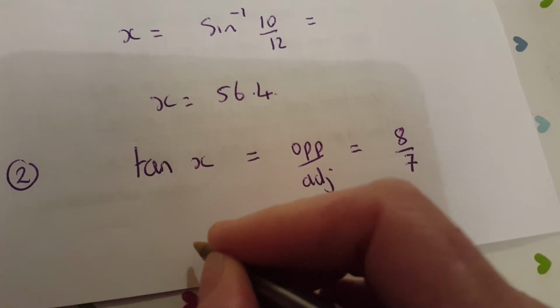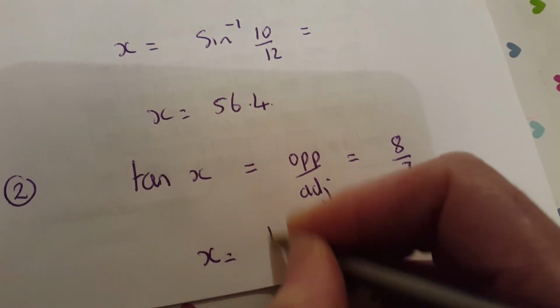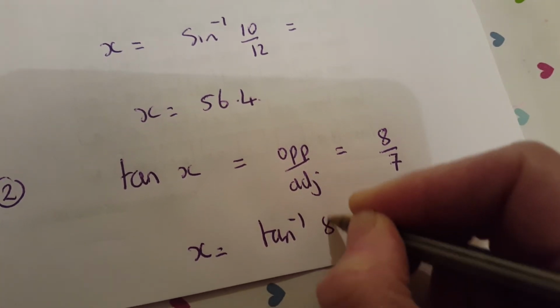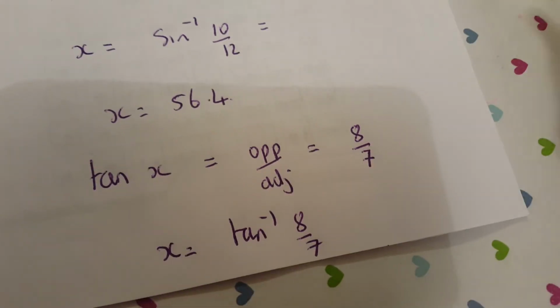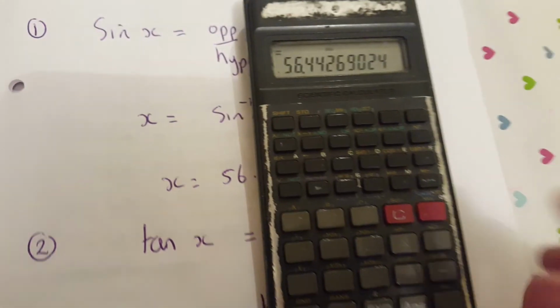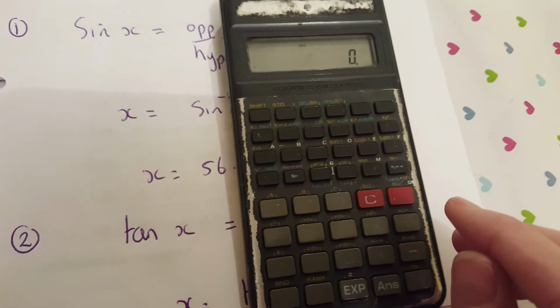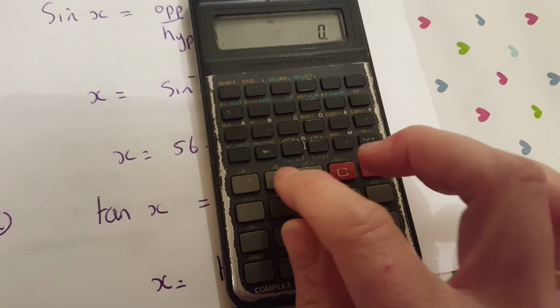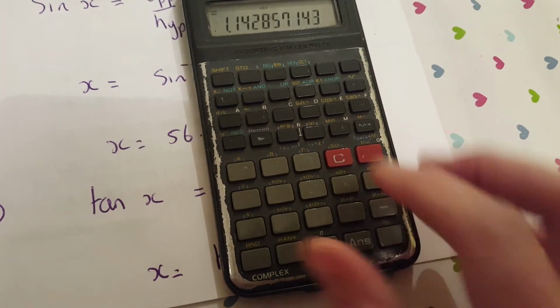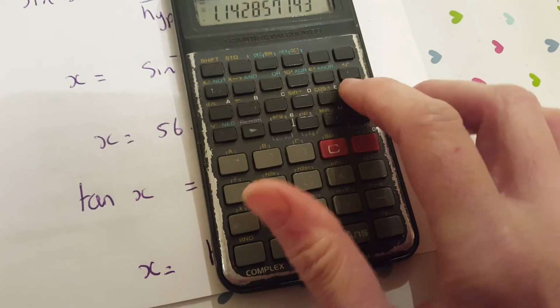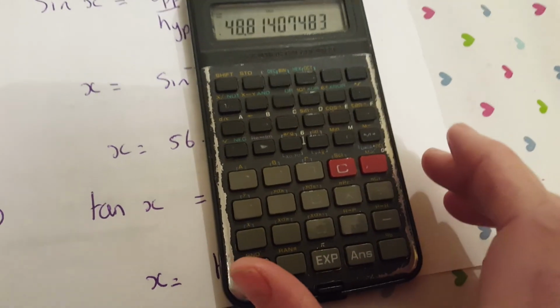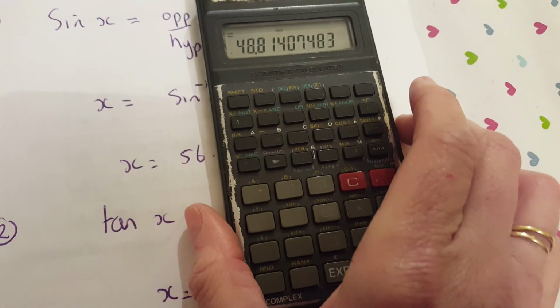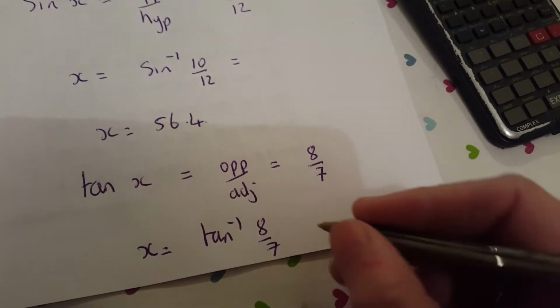And again, we do the same thing. We need to take the inverse. So x equals tan to the minus 1 of 8 over 7. And again, I'll do this on my calculator. Quite an old calculator, as you can see. So I do 8 divided by 7 equals, shift, tan, equals. So our angle is 48.8 degrees.